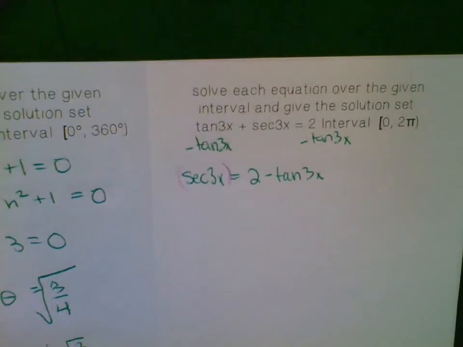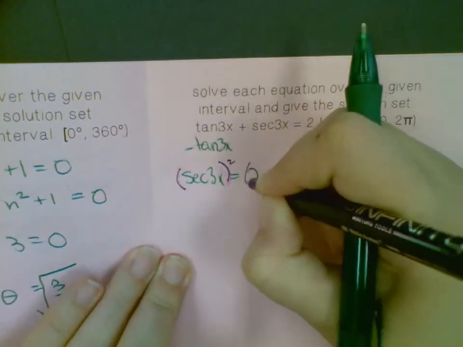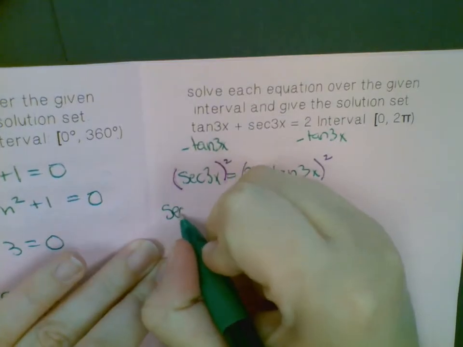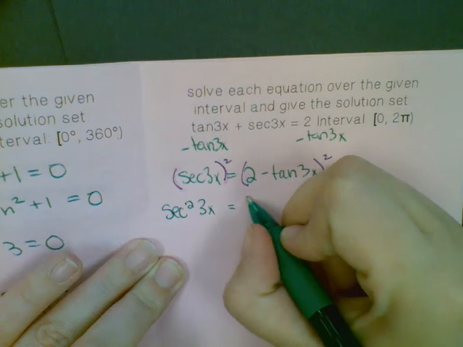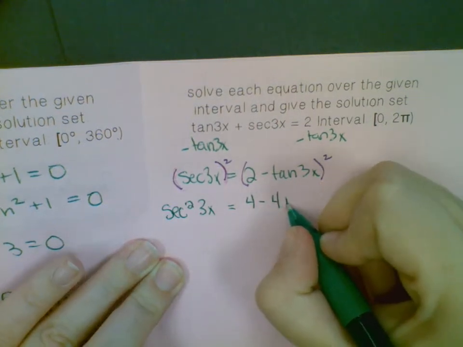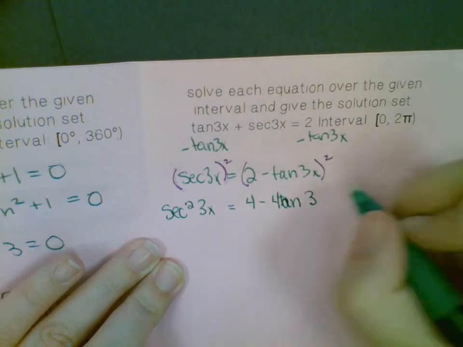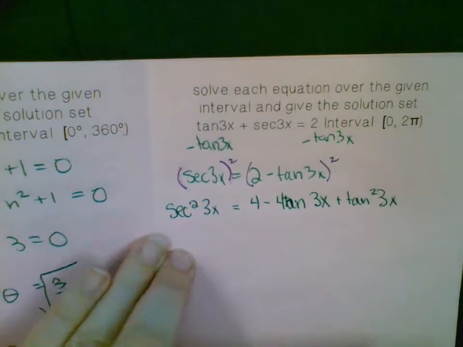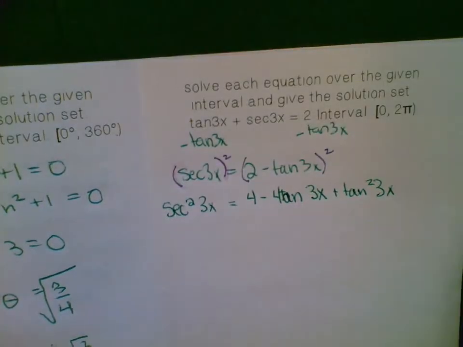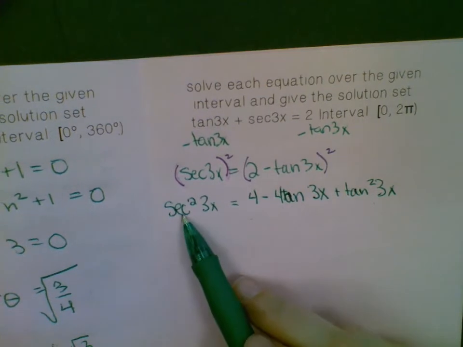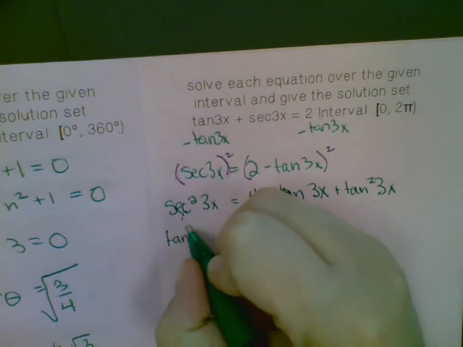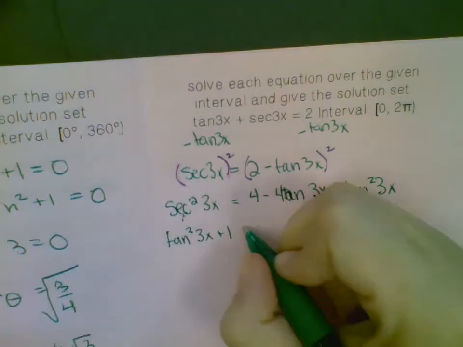Poor purple pen is dead. Okay, so square both sides. And on the right side, you're going to have to FOIL. So this gives us secant squared 3x equals 4 minus 4 tangent of 3x plus tangent squared 3x. So since I have all these tangents over here, that means I'm going to change this to a tangent. So secant squared equals tangent squared plus 1.